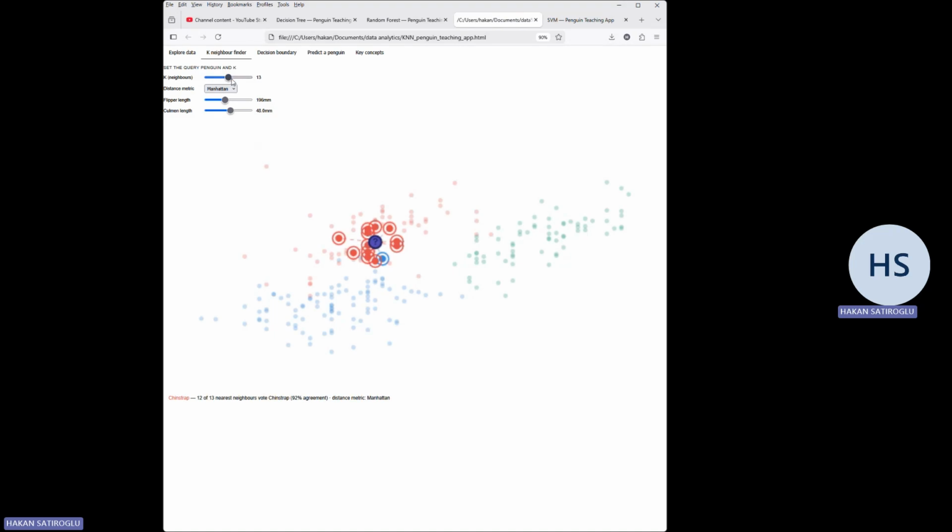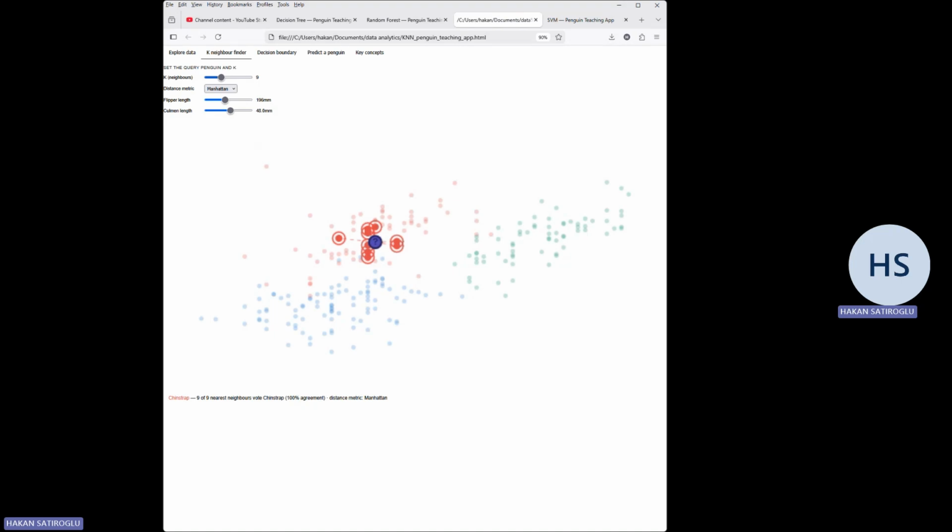From that circle, you can say nearest neighbor. If you include 13, it's going to include 13, and it's going to make a void between dots, showing which one is the most likely. Each color here represents the species that would be predicted if a new penguin appeared in that part of the space. The boundary is not a straight line.